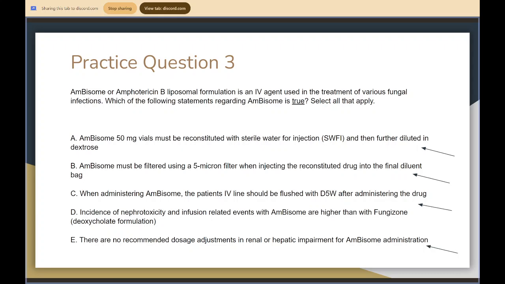Now, choice E. Ambisome can cause significant nephrotoxicity. However, it does not require any renal or hepatic dose adjustments. If a patient is on traditional hemodialysis, it should be given after dialysis on those days. So, if you chose A, B, C, and E, that was correct. If there are infusion-related reactions, you can pretreat with acetaminophen, diphenhydramine, hydrocortisone, or a combination.